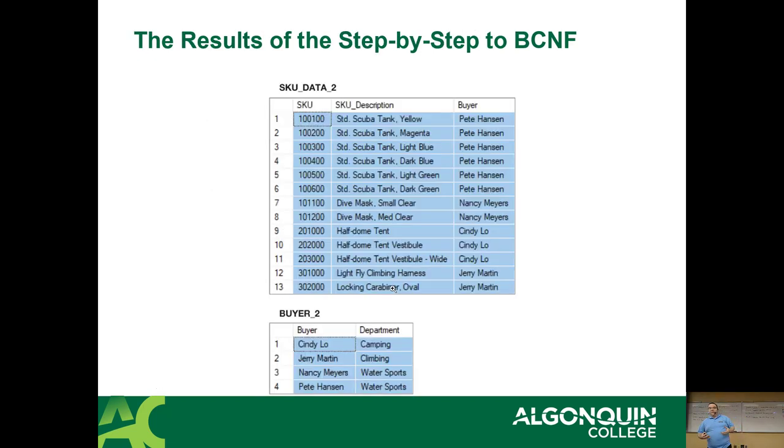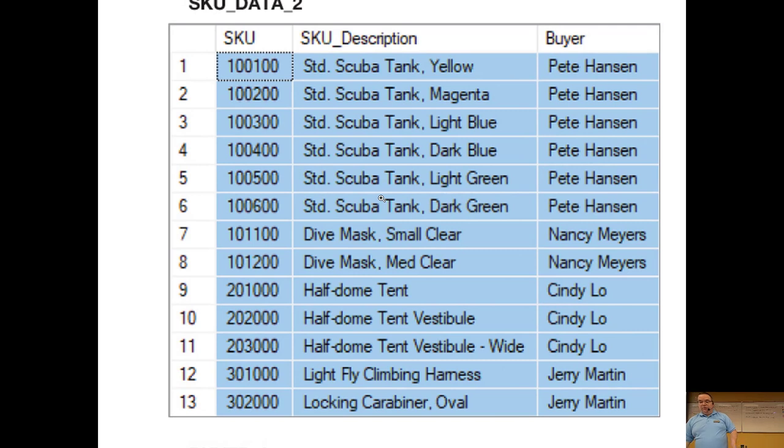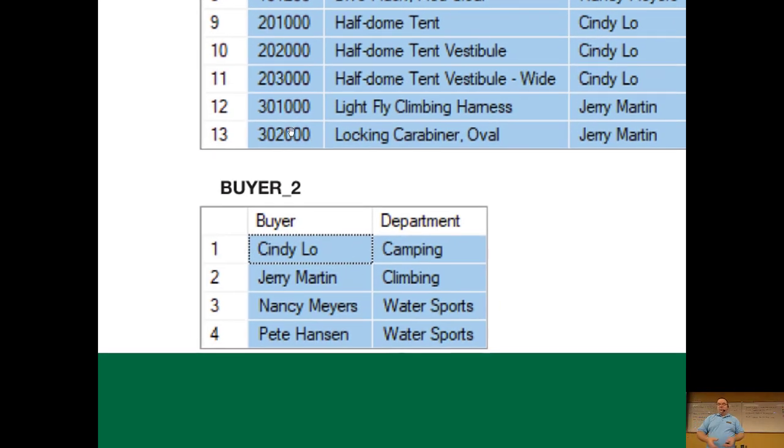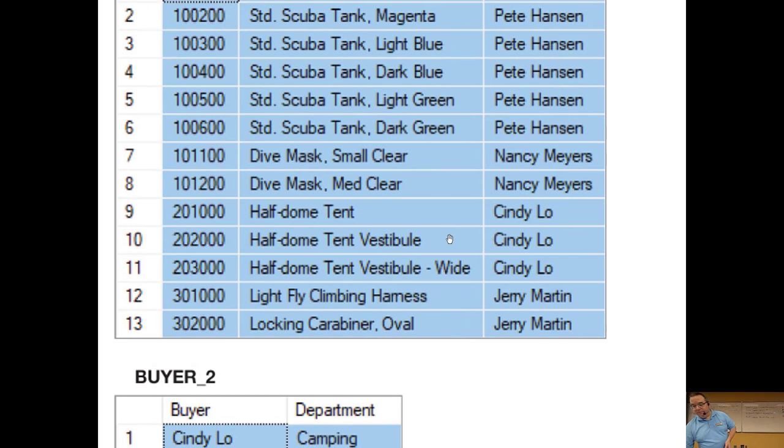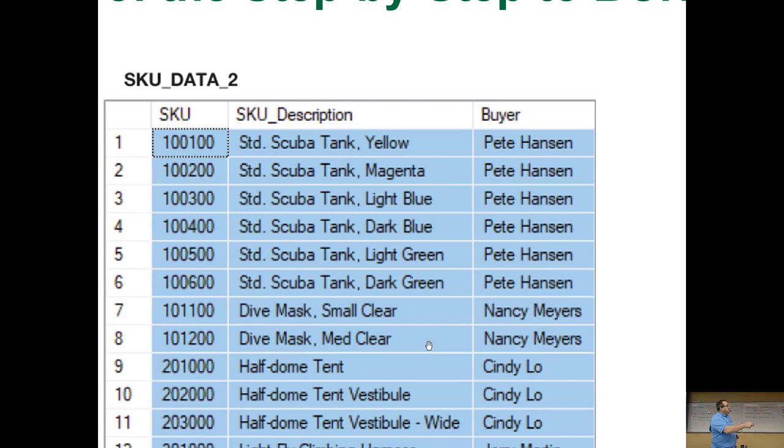So currently, if we look at our data and we broke it down back into the tables, for everybody's viewing enjoyment, here's our SKU data after we broke it out. The SKU could determine the description and the buyer, or the description could determine the SKU and the buyer. Currently right now, we have a bit of an uncertainty. Let's go with that phrase. We're not sure which one is the true candidate key. And then we know that our buyer is good, right? So we've got four buyers, four departments. Each SKU has a buyer. So basically, because we know the buyer, we know the department. Good.